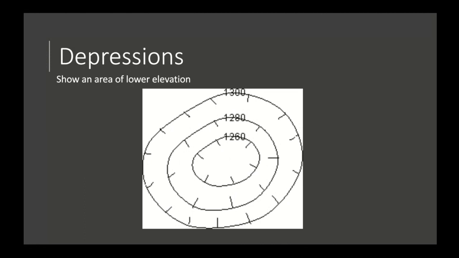But you'll also see these ticks on them that are pointing towards the circle. Those ticks are pointing down, showing that the depression is going down. The elevation is going down in that area instead of going up. Normally when we see those circles, we think, oh, it's probably a peak. But since there are ticks on them, we can tell that it is actually lower, and it is a depression in that area.